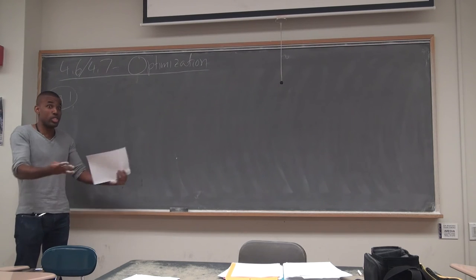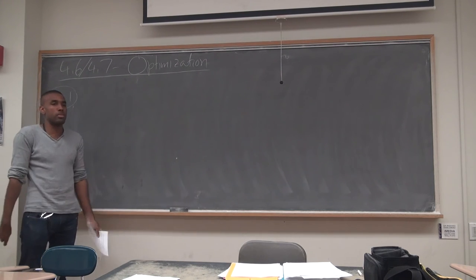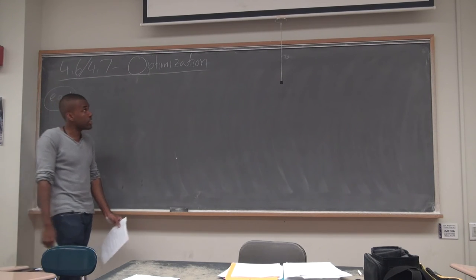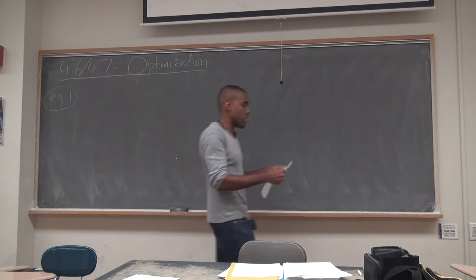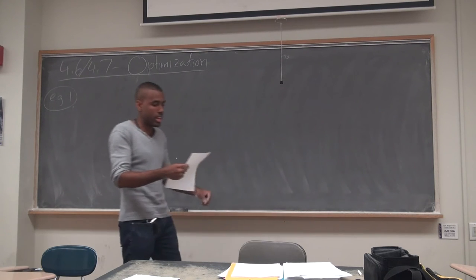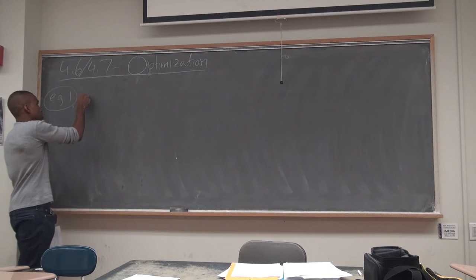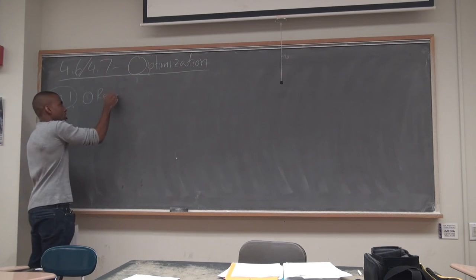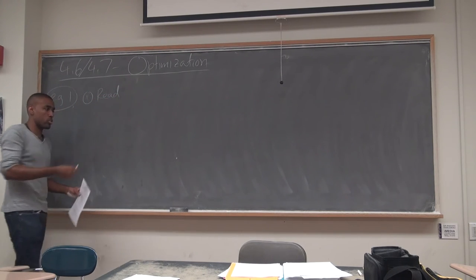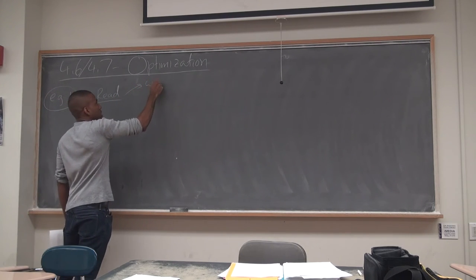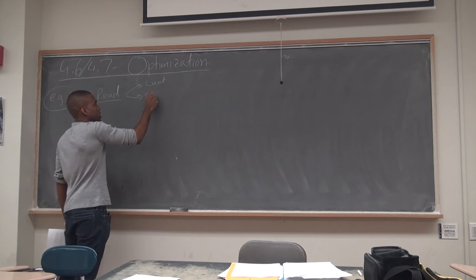There's the restriction. This is what I want, the biggest garden I can possibly have, but my restriction is I only have 100 feet of fencing to make it work. Your goal is to figure out how you can make it work. What should the length and the width of this enclosure be? So step one: read the problem so you understand what it is you want and what the restrictions are.